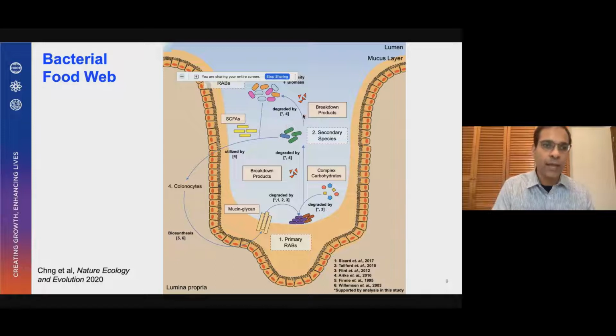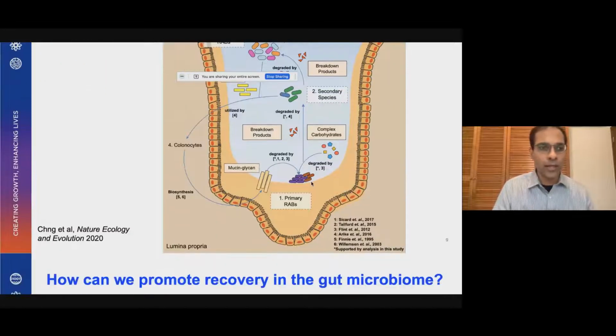And some of these other bacteria, which we call secondary species or tertiary RABs, they can produce specific molecules called short-chain fatty acids, and these short-chain fatty acids serve as energy sources for colonocytes in our gut. And of course, as the colonocytes differentiate and there's more colonocytes in the gut, there's more mucin that's produced. So this is the basis of a positive feedback cycle, which really ramps up the recovery process. So there's this cross-feeding bacterial food web that's important to understand.